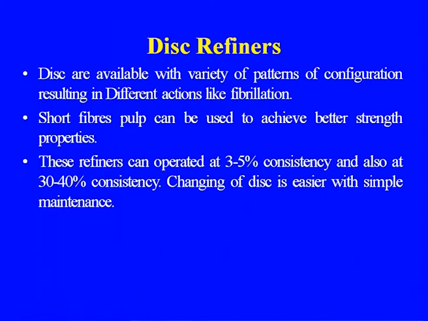Disc refiners are available with a variety of patterns and configurations, resulting in different actions like fibrillation. Short fiber pulp can be used to achieve better strength properties. Sometimes, as I told you, in the case of newsprint, short fibers are also preferred, so we are using the mechanical pulp. Disc refiners can operate at 3 to 5% consistency and also at 30 to 40% consistency. So this is how the variation is there. In the case of beaters, we operate at 5 to 6% consistency.